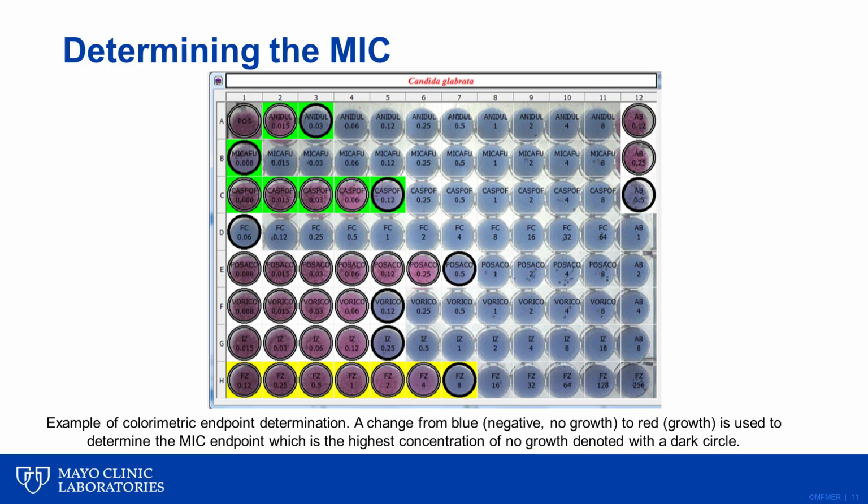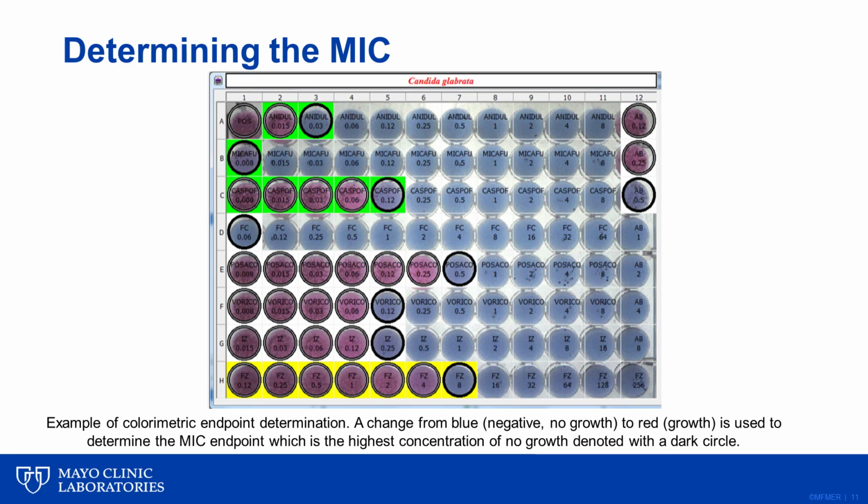Looking at the other drugs on the plate, the endpoint for 5-flucytosine in row D is 0.06 micrograms per milliliter. Posaconazole in row E has an endpoint of 0.5 micrograms per milliliter. Voriconazole in row F has an MIC of 0.12 micrograms per milliliter. Itraconazole in row G has an MIC of 0.25 micrograms per milliliter. And fluconazole in row H has an MIC of 8 micrograms per milliliter. Amphotericin B is oriented from top to bottom on the plate in column 12, and its endpoint is 0.5 micrograms per milliliter. The accepted reproducibility of the broth microdilution method is plus or minus 1 twofold or doubling dilution.